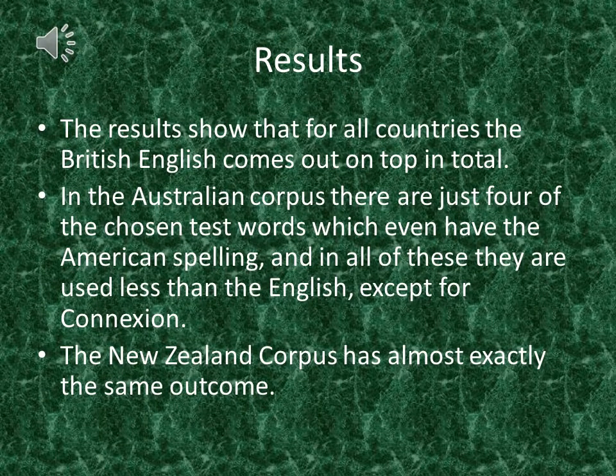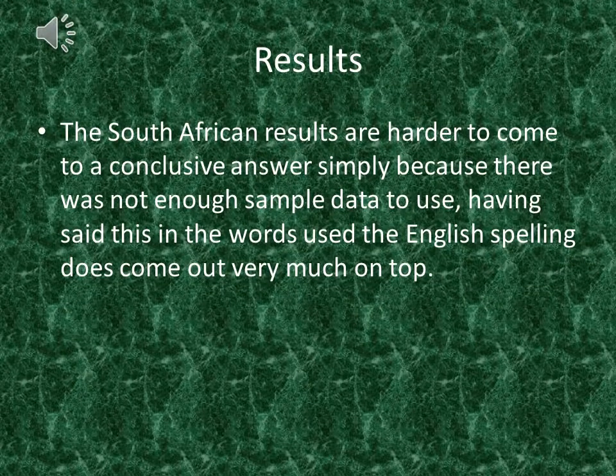The results show that for all countries, British English comes out on top in total. In the Australian corpus, there are just 4 of the chosen test words which even have the American spelling, and in all of these, they are used less than the English, except for connection. The New Zealand corpus has almost exactly the same outcome. With the South African results, it is harder to come to a conclusive answer, simply because there was not enough sample data to use. Having said this, in the words that were used, the English spelling does come out very much on top.